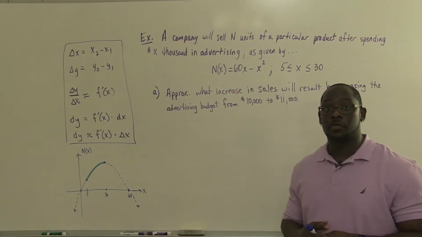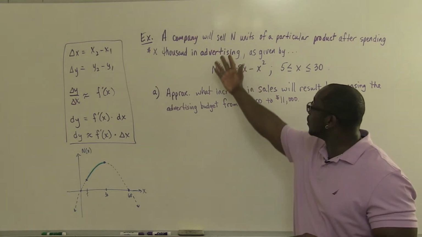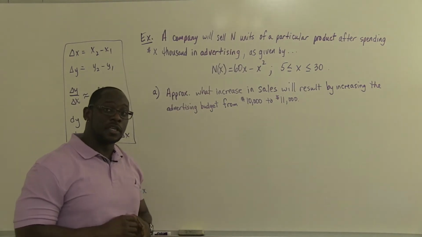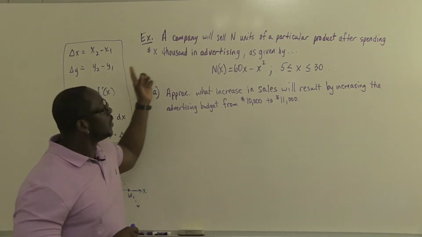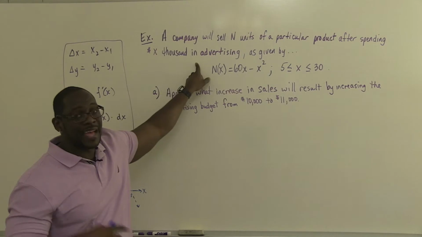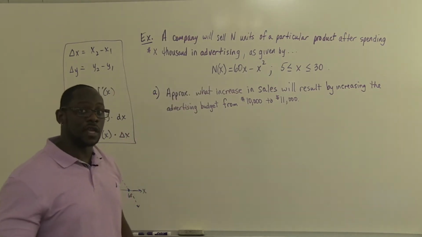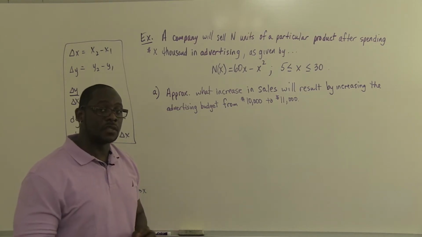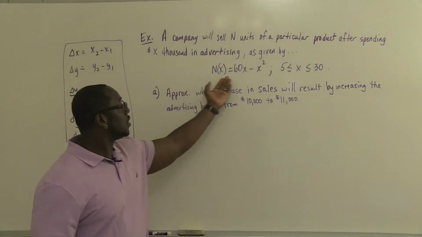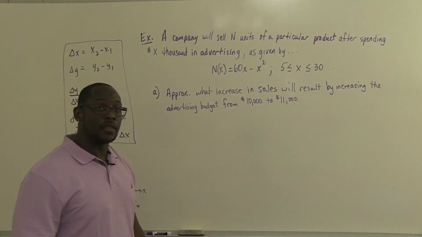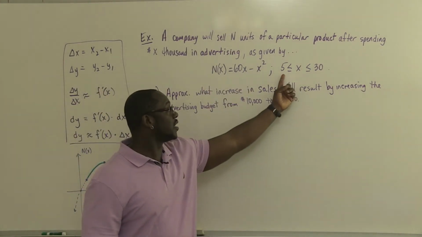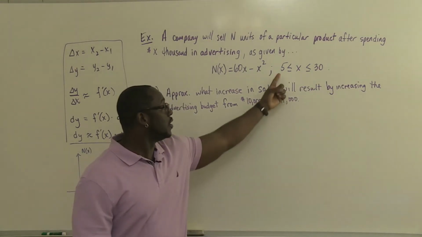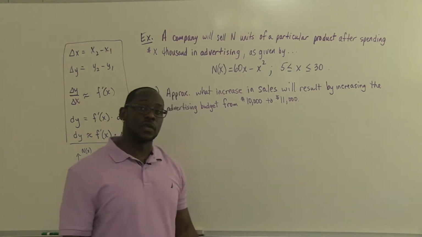And okay, for our last problem here, we see that we have an example of a company, and they want to sell N units of a particular product, and after they spend a certain amount of thousands of dollars in advertising. And so they've had the relationship in between thousands of dollars in advertising versus the number of units they sell, and it comes out to be this function here. And this function is good as long as X stays in between 5 and 30, which means as long as they spend in between $5,000 to $30,000 on advertising.